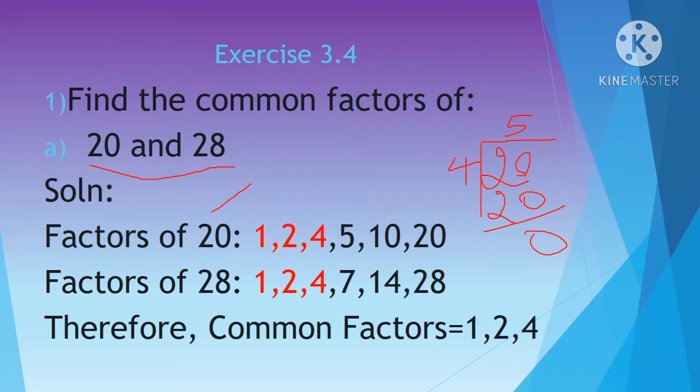Now we're going to see the exercise problems. Okay, what is the first question, children? Find the common factors of 20 and 28. You want to find the common factors for 20 and 28. So what do you want to do first? First you write the factors of 20. Check it like this. Divide and see, children. Divide and see.